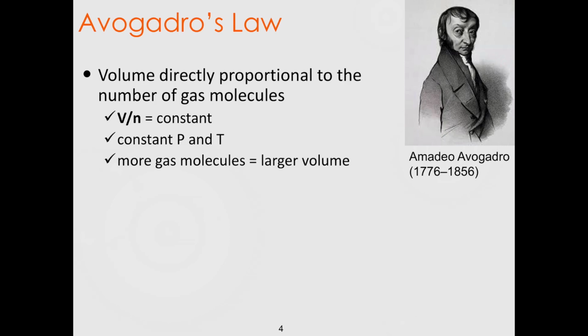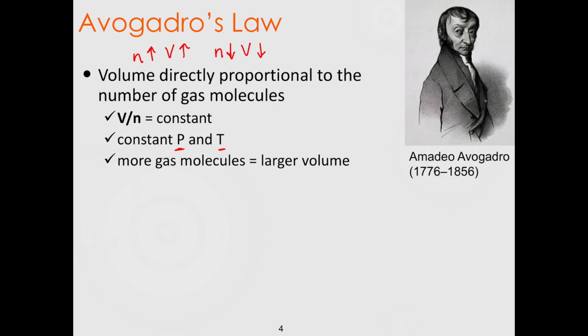So at a constant pressure and temperature, so we're not changing pressure, we're not changing temperature, our volume versus our number of moles will be a constant, which means that as we increase our number of gas particles, our volume will go up. As we decrease our number of gas particles, our volume will go down. And this makes sense, right?